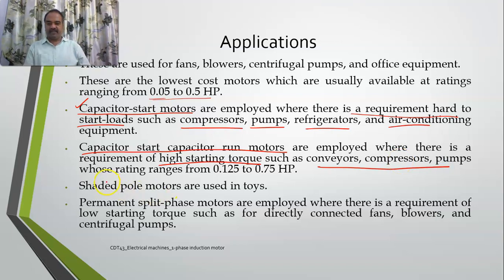Whereas shaded pole motors are used for very small applications. You can find very small motors in toys. Those are shaded pole motors, a type of single phase induction motor. Whereas permanent split phase motors are nowadays generally employed when there is a low starting torque requirement. So this is the application orientation of single phase induction motors.